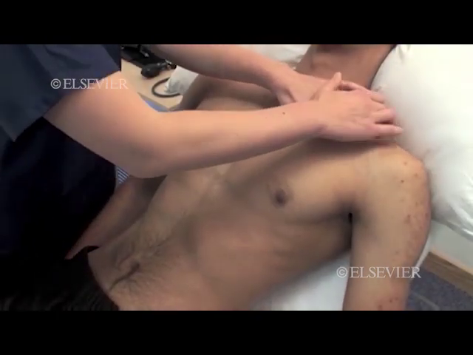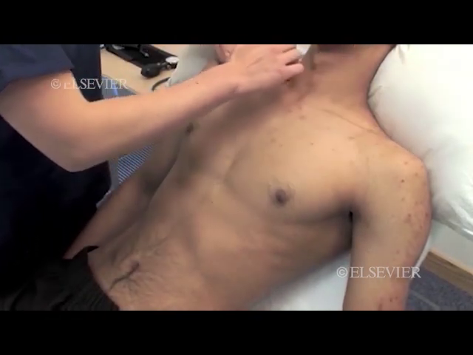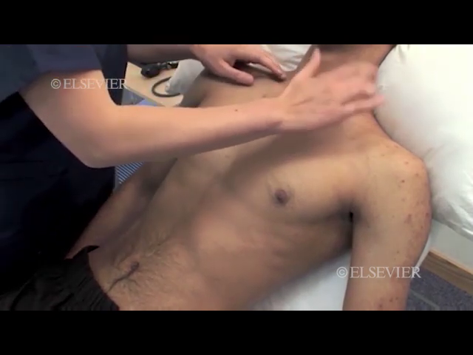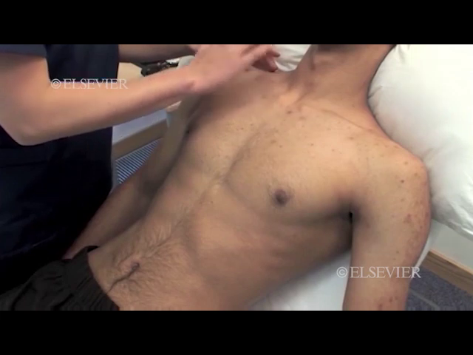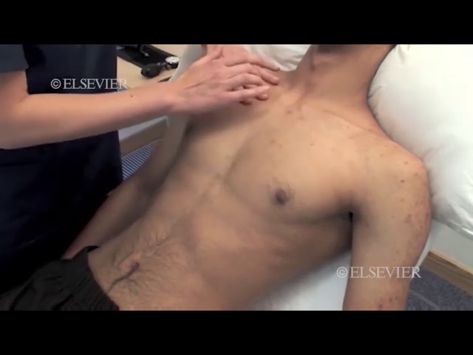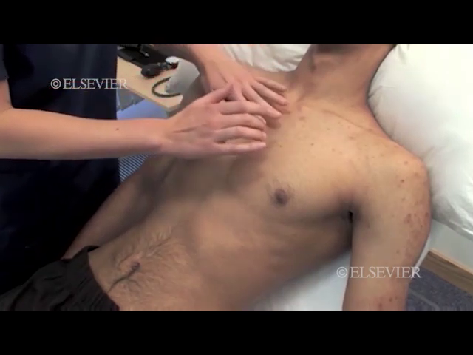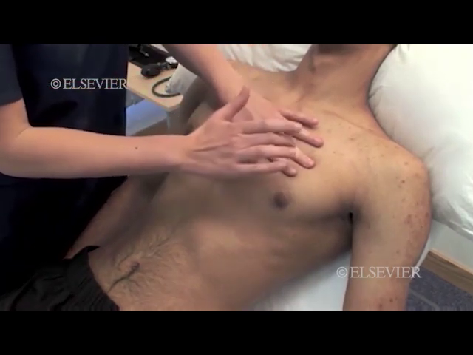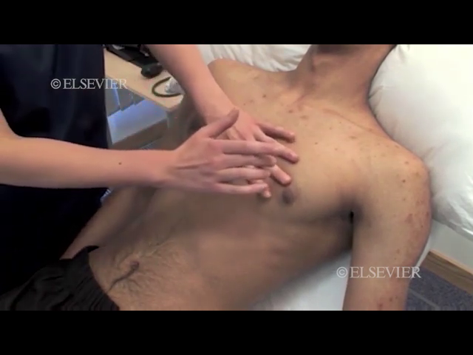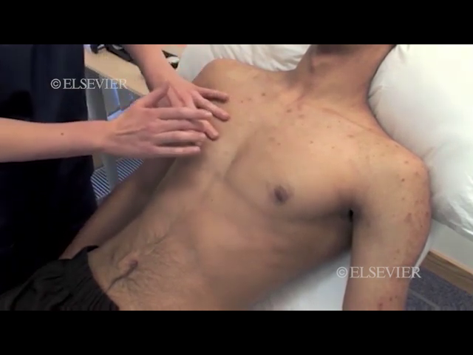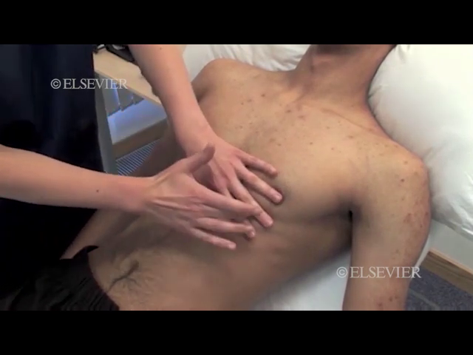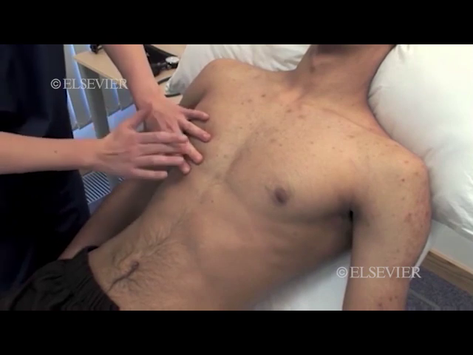Percussion is a way of detecting consolidation or effusions. Percussing over a normal lung or pneumothorax produces a resonant note. Percussion over solid structures, for example, liver, heart, or consolidated lung, produces a dull note. Stony dullness occurs over pleural effusions. Always compare mirror image sites on both sides of the chest for symmetry, as the absolute percussion note varies between subjects.